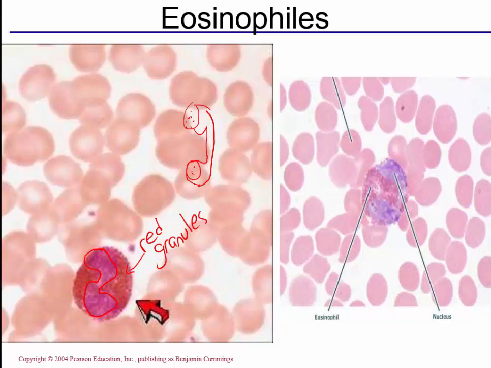If we look to the slide to the right, which is more typical of the view you're going to get from our slides and our microscopes in the lab, you can see that the granules appear a little bit more pinkish purple, and the nucleus itself really does look like a telephone handle.